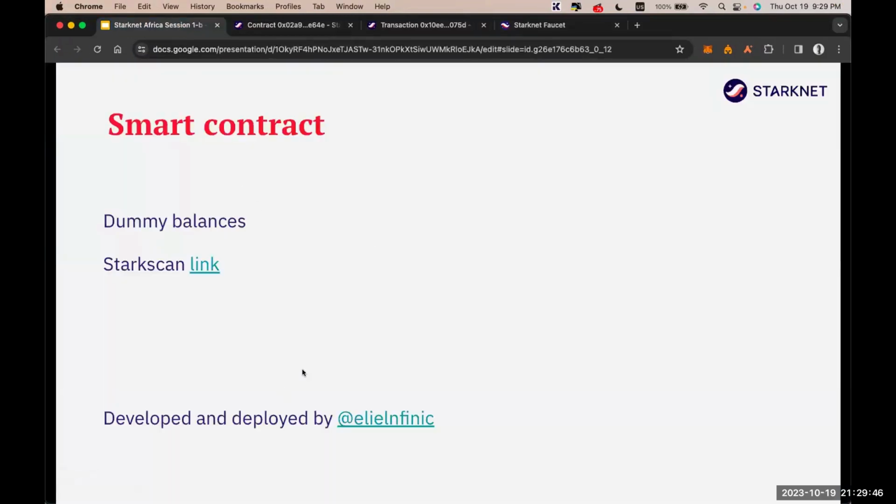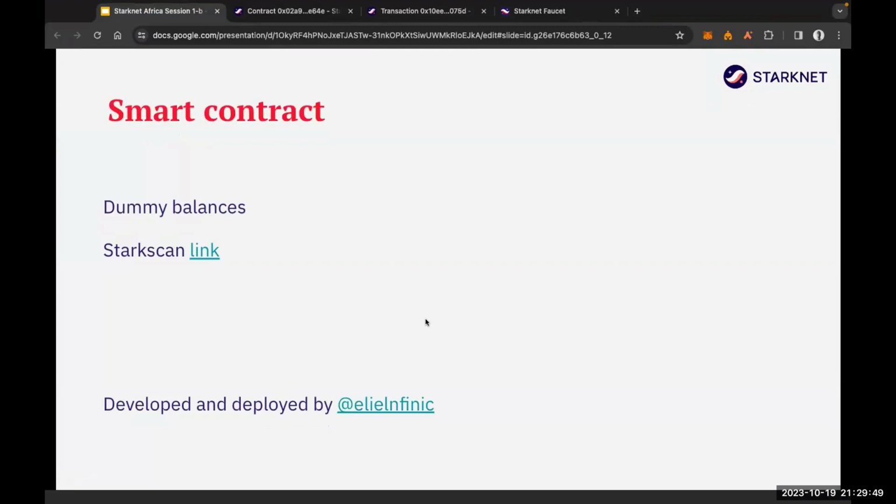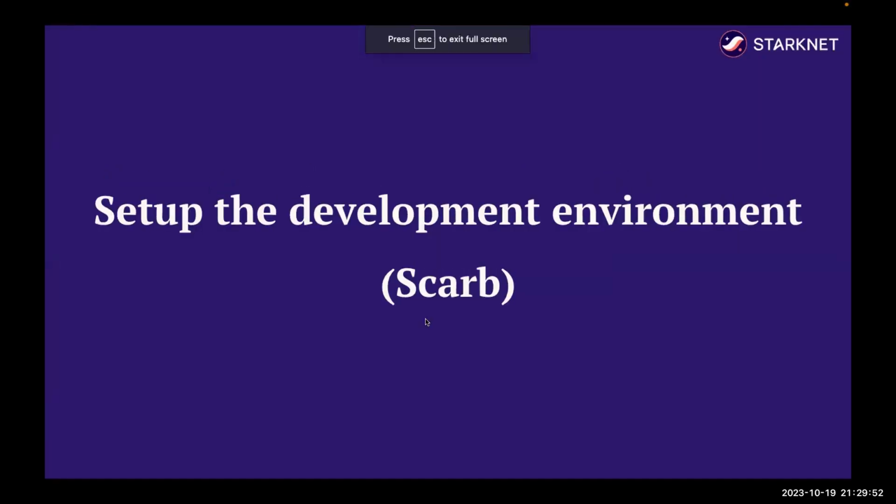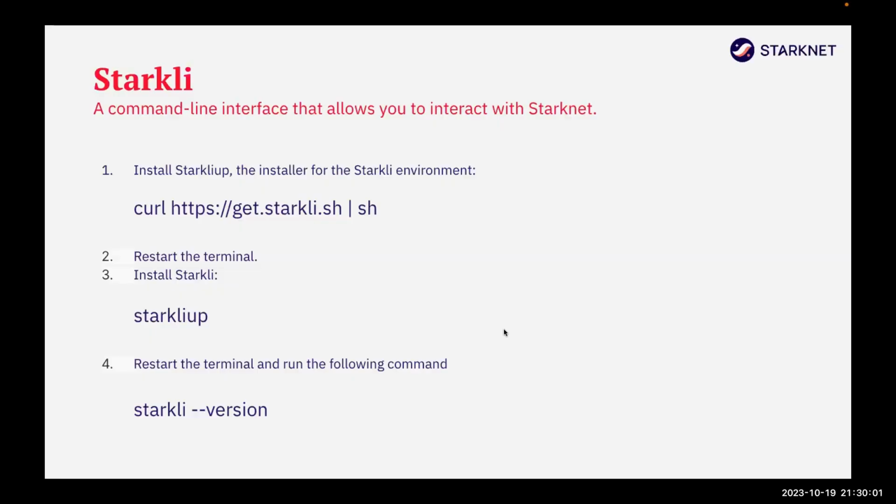The last part of the presentation is where I show you how you can set up your development environment and how you can start with Starknet. First, Starknet is the command line interface that allows you to interact with Starknet. And this is the command you can use to set it up. This command works on Linux and Mac OS.